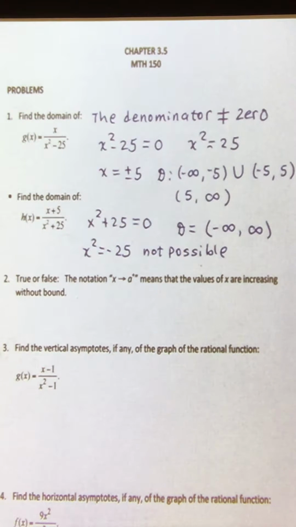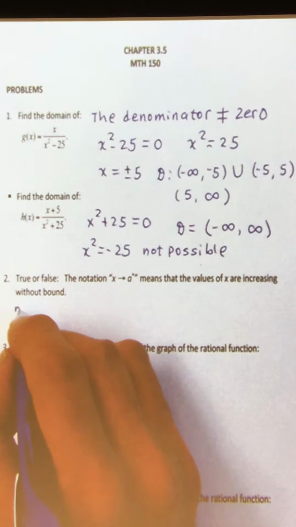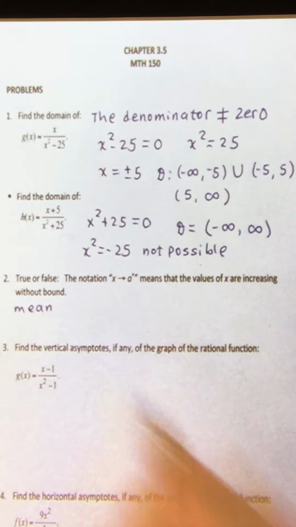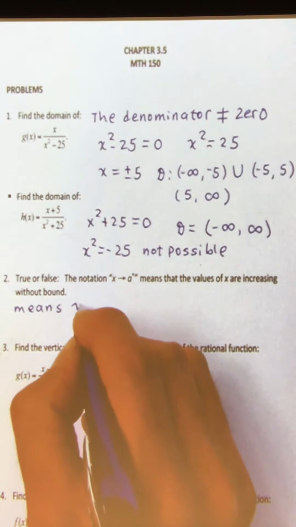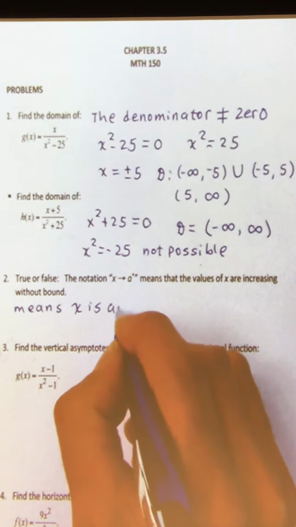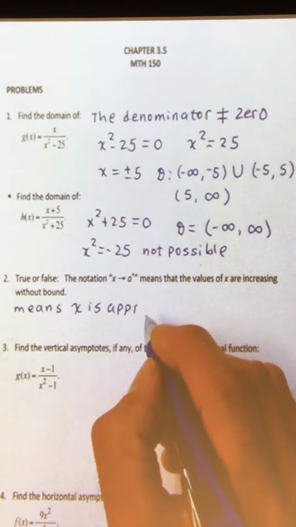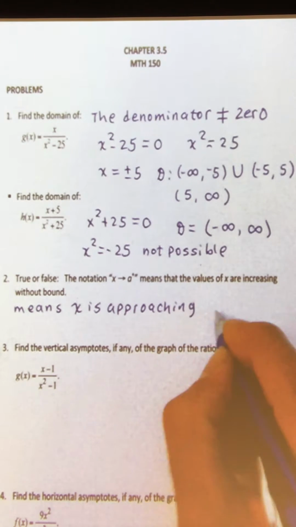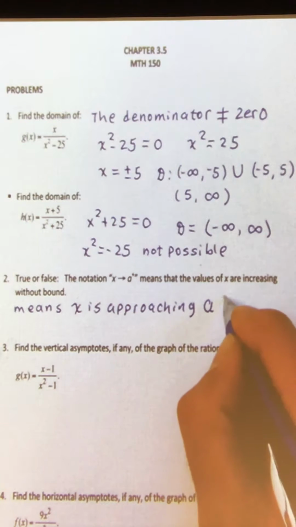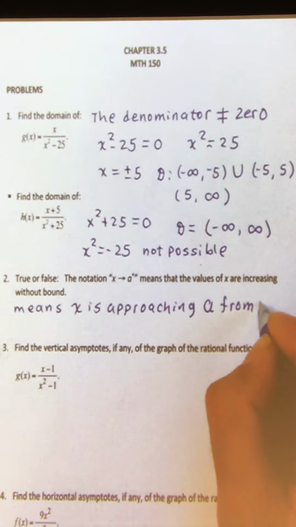Problem 2. True or false? The notation x arrow a with a little plus sign in the top right corner means, well, it does not mean that x is increasing without bound. It means x is approaching, that's the interpretation of the arrow, and it's approaching the value of a, and it's doing so from the right.